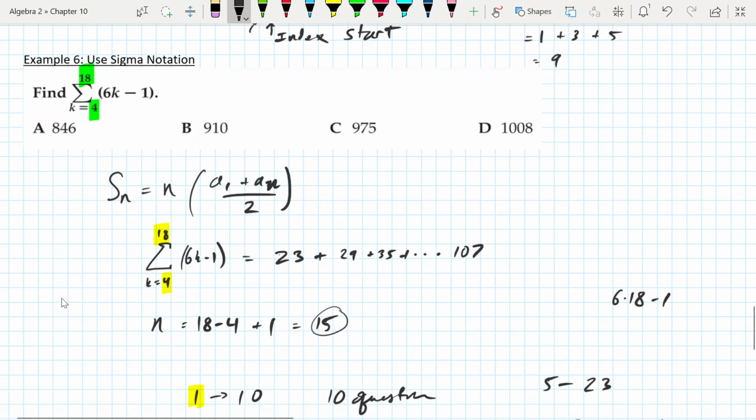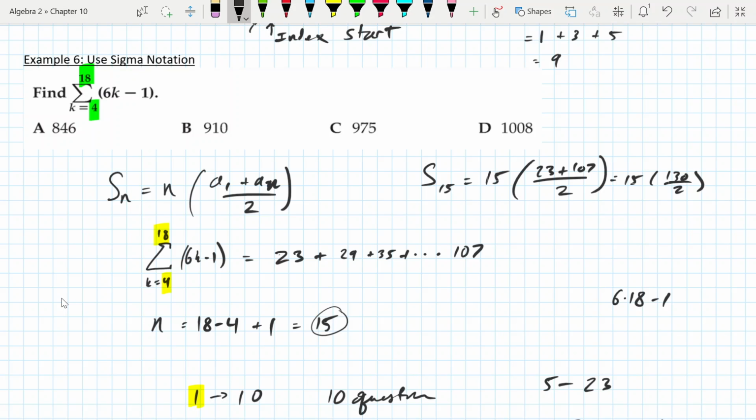So now I know the partial sum is going to be 15 times 23 plus 107 averaged, which is 15 times, let's see, that's 130 over 2. 130 over 2 is 65, times 15 is 975. And you can say, oh, that's choice C.